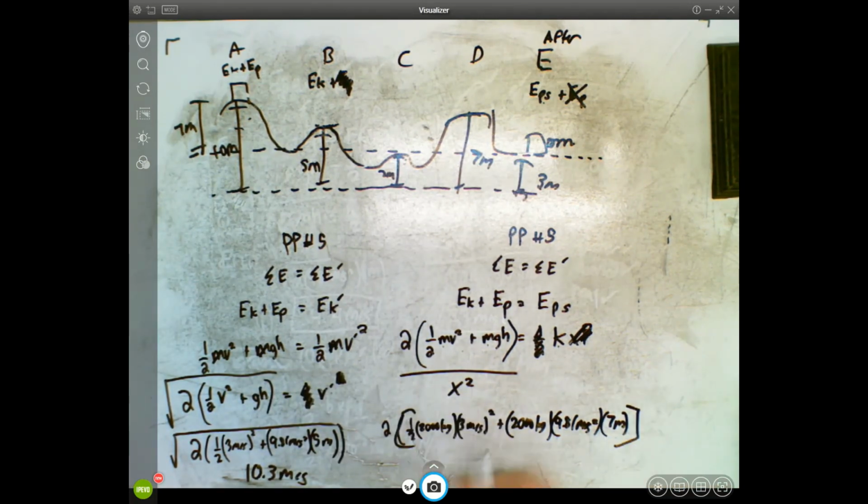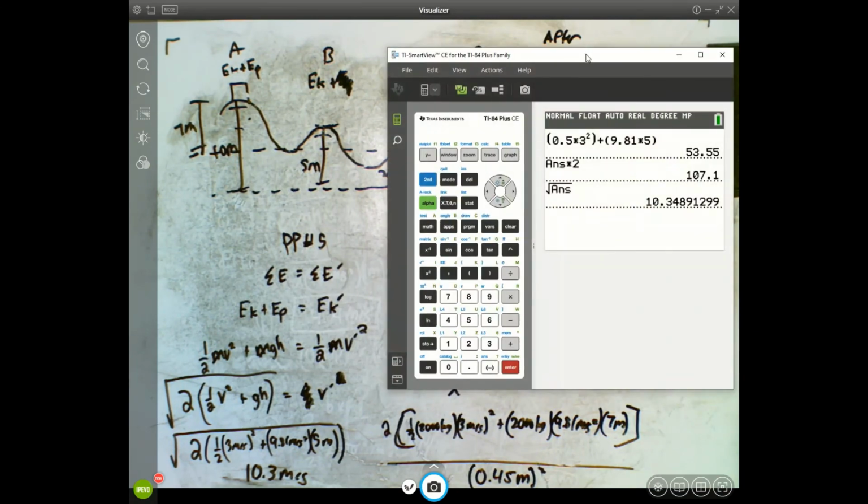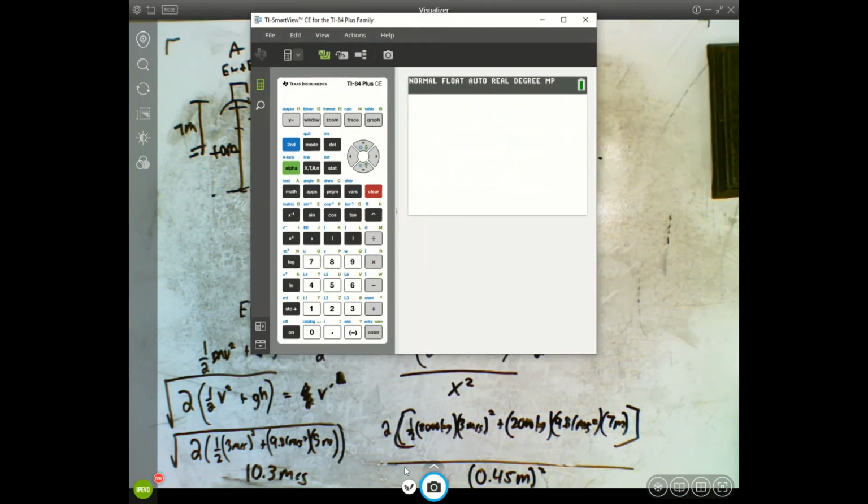So we want to take this whole thing, multiply it by 2, and then divide it by our x squared. It says that it compresses at 45 centimeters, so 0.45 meters, and we have to square that. Okay, so let's plug this in. It's going to do all this stuff in the brackets first.